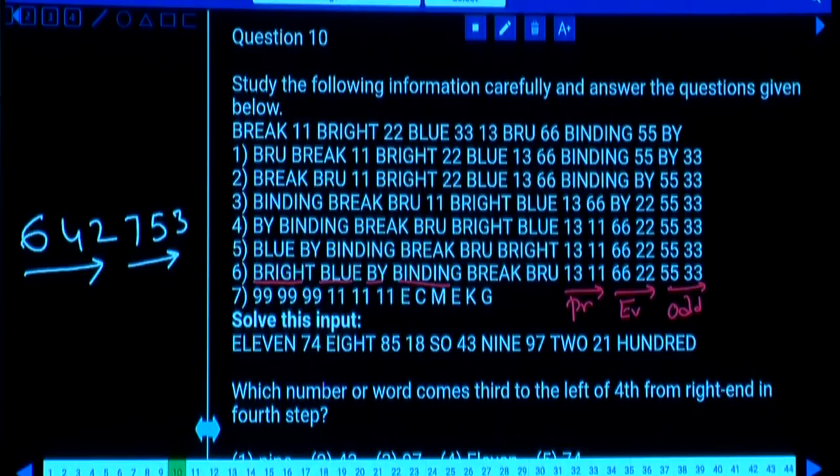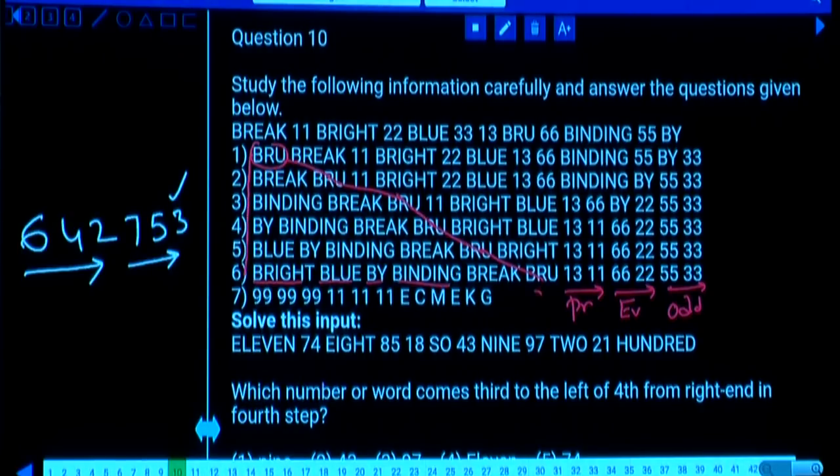And after this, how has this arrangement been done? Now first, brew. Brew is the last word, that is an odd number word. After this, brew is shifted to the next place: third place, fourth place, fifth place, sixth place. And after brew come break, binding, buy, blue, bright. If you check here, brew, break, binding and so on. All these elements are arranged in the first place, and the rest of the elements are shifted to the left-hand side.